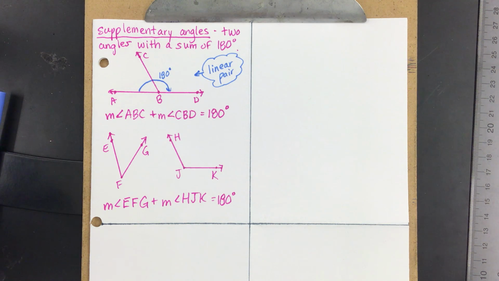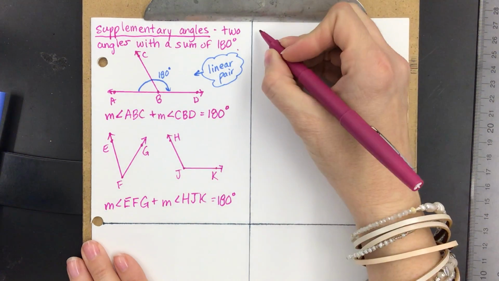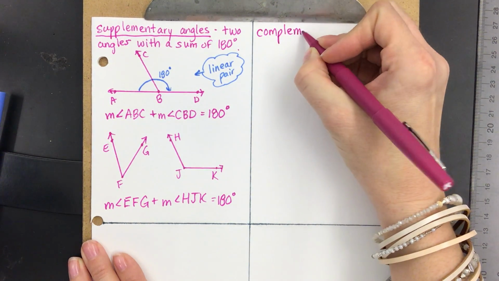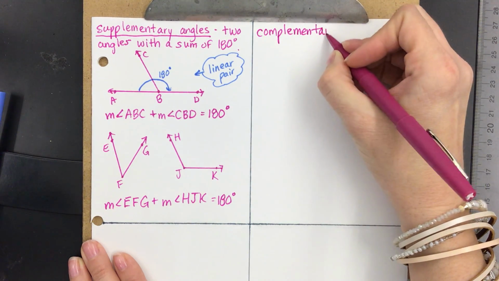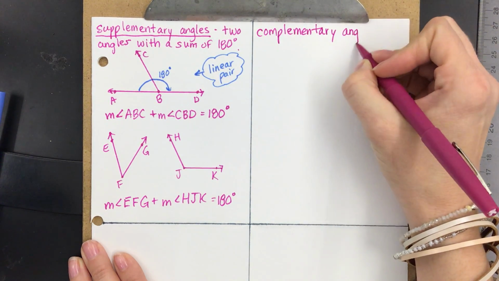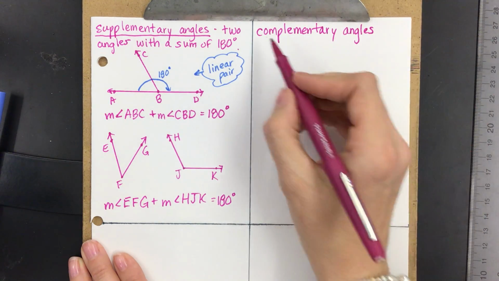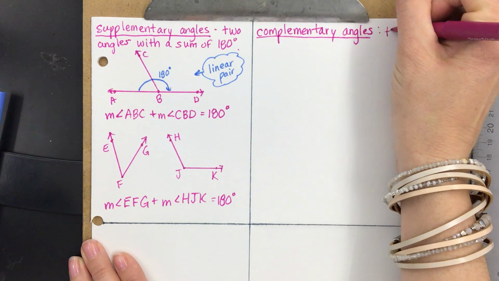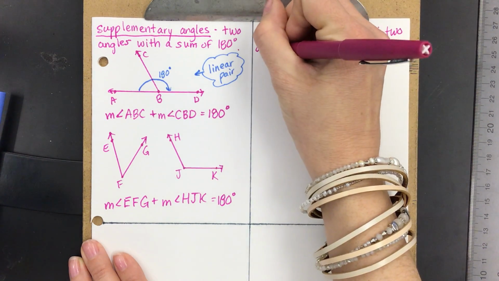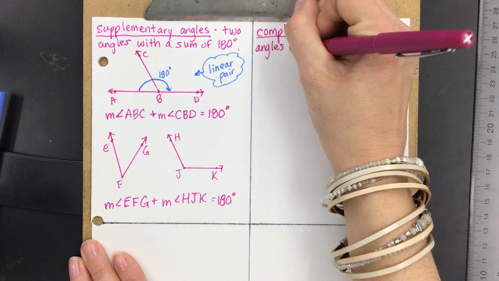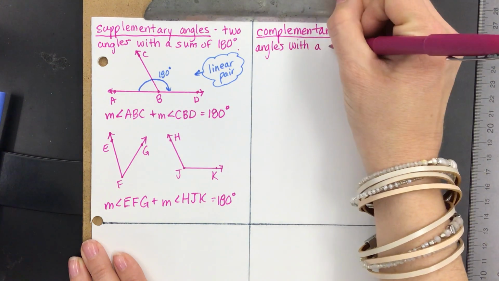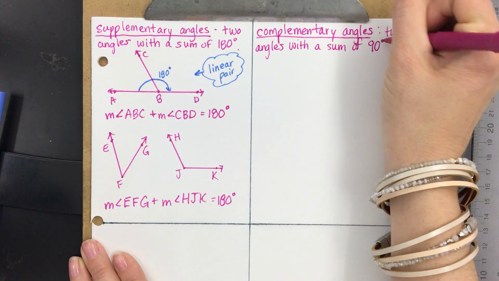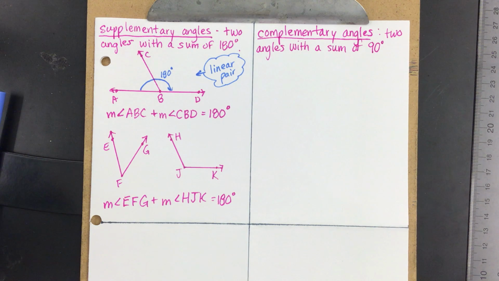And now let's look at another type of angle. It's very similar. It's complementary angles. Complementary angles are two angles with a sum of 90 degrees. Okay, so these ones add up to 90 degrees.